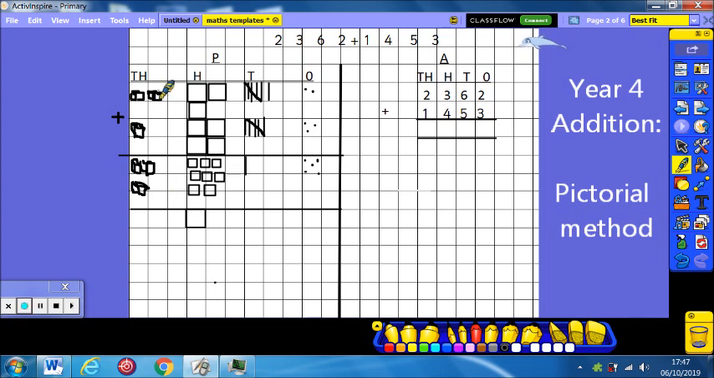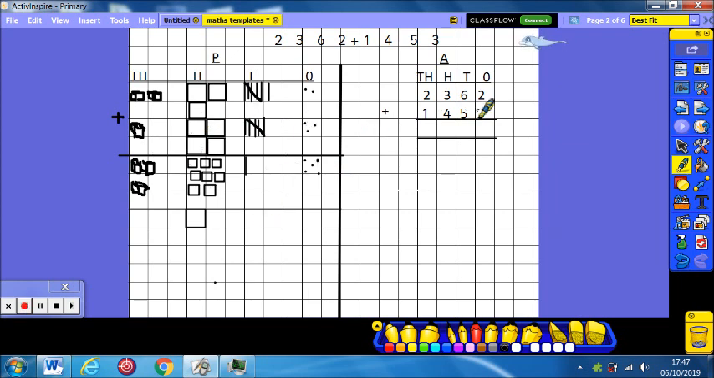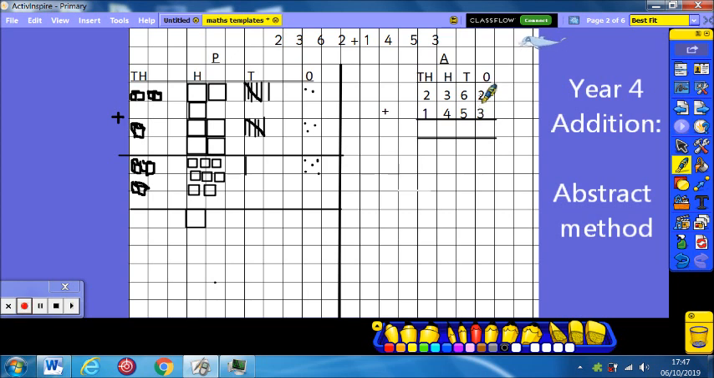So I have added 2,362 to 1,453. I have then calculated by adding together and drawn my answer pictorially. Once I'm confident pictorially, then I would then move to the abstract. So again, with any calculation, addition or subtraction, we are going to start on the right hand side. In this case it's the ones.